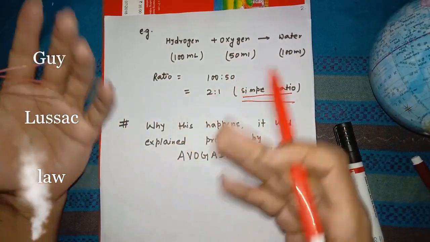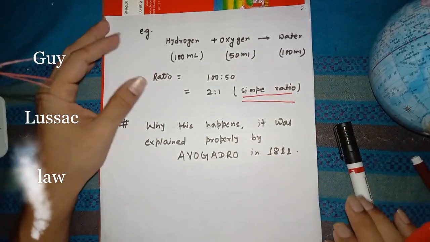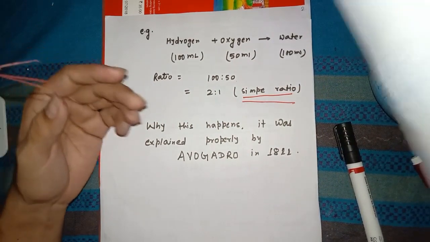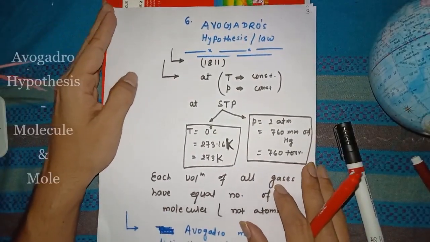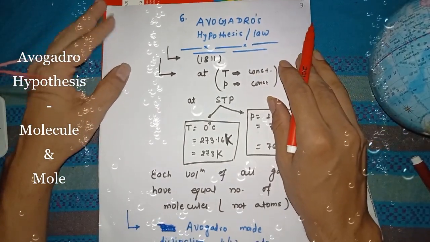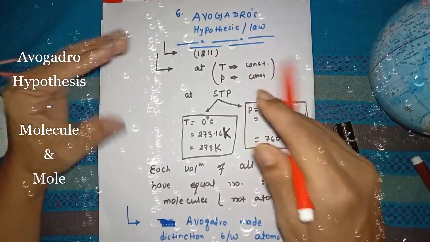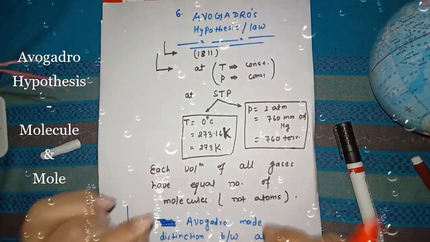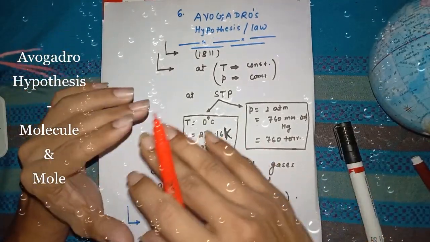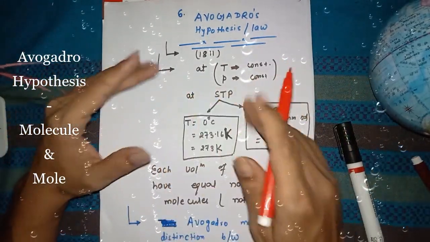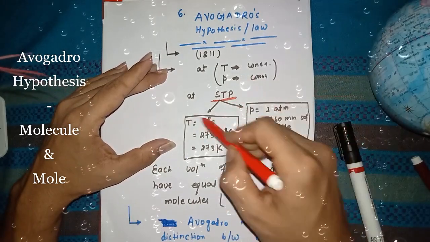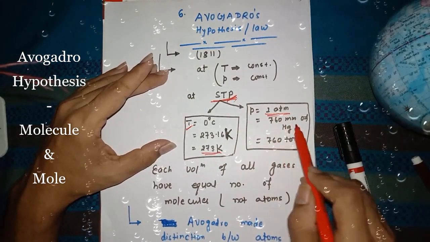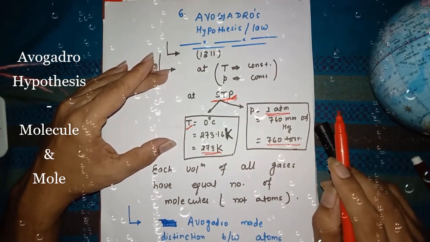But this law is given by Gay-Lussac, and it was not fully explained by him. It was fully explained by Avogadro in 1811, and Avogadro also gave a new law, which is called the Avogadro hypothesis or Avogadro law. So here is another law of chemical combination, given by Avogadro. It is very important that temperature and pressure be constant, and the necessary condition is that you take the species at STP. STP means standard temperature and pressure: standard temperature is 273 Kelvin and standard pressure is 1 atm, or 760 mm of Hg, or 760 torr.